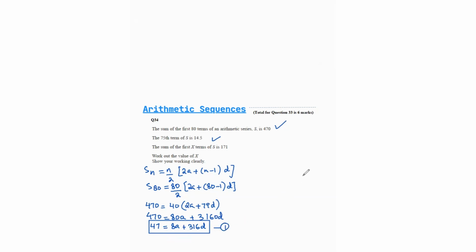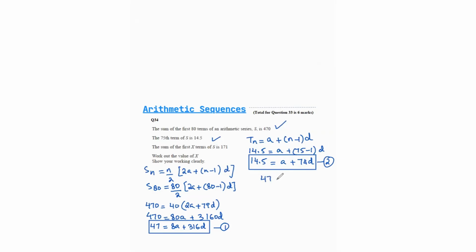Now let's create the second equation. So the nth term formula is a plus n minus 1 times d. The 75th term is 14.5 equals a plus 75 minus 1 times d. So that's 14.5 equals a plus 74d. This is our second equation. So now we solve these two simultaneously to find the values of a and d.